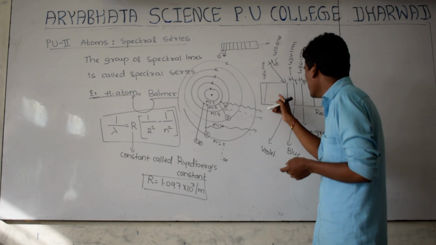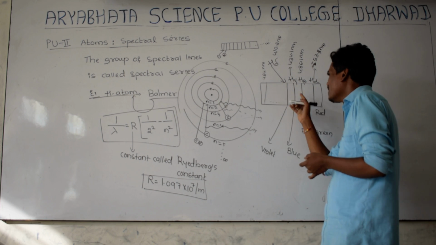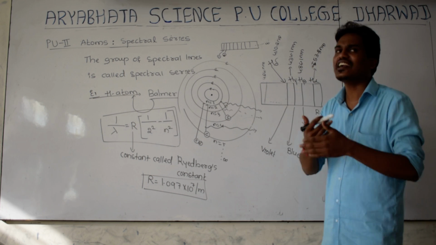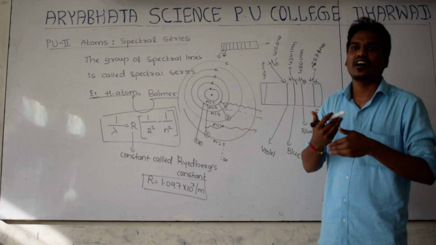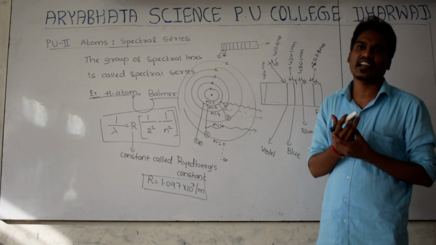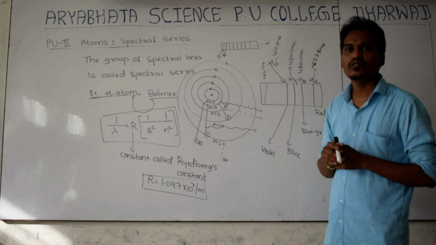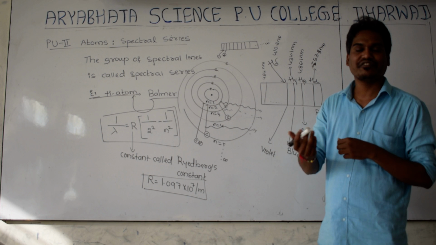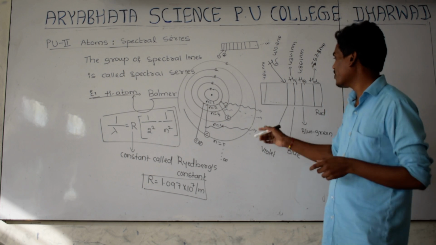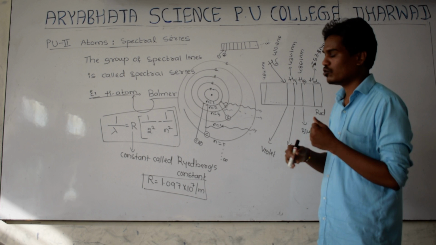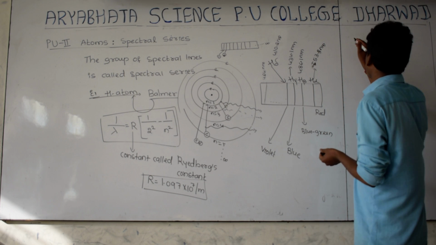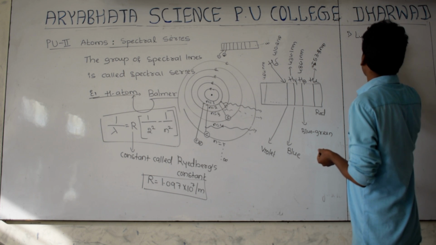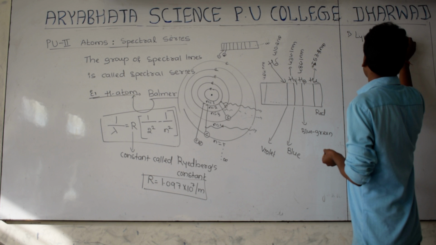There are a number of lines here, not only 4. He considered only 4 because these are very clear, but he didn't consider the others because they are not seen very clearly. But in order to find those lines, other scientists or physicists discovered the wavelengths of the other lines. Those are called, first one, the Lyman series. Lyman is another scientist.